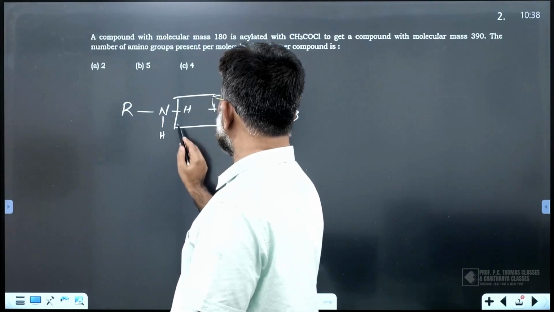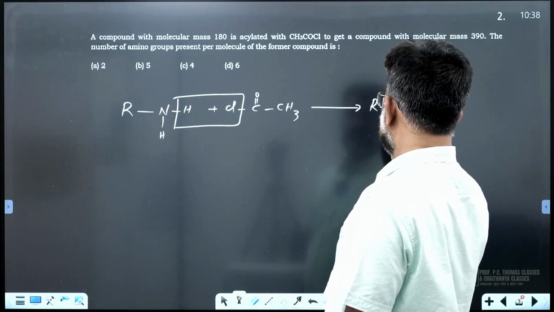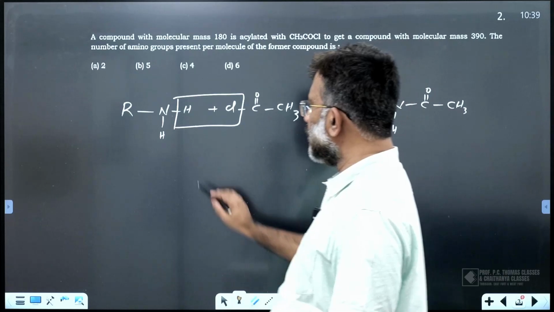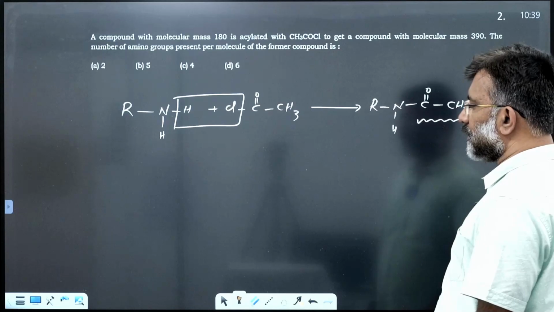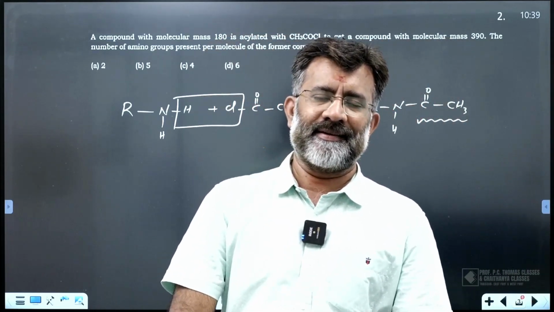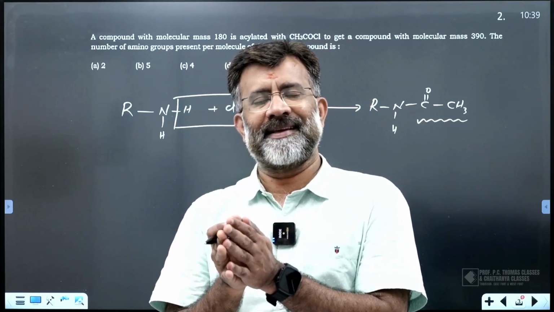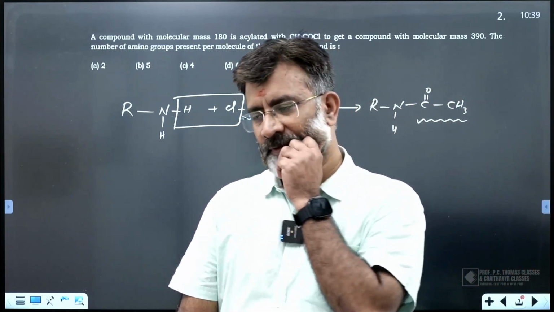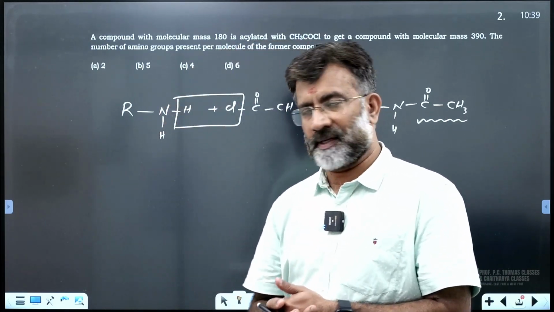You can see HCl out, and you get RNHCOCH3. So if one amino group is present, you can see one acyl group is introduced. So the number of acyl groups introduced in the product depends on the number of amino groups present. As many amino groups present, as many acyl groups in the final product, right? We don't know exactly how many amino groups. That is the question. How many amino groups are present?